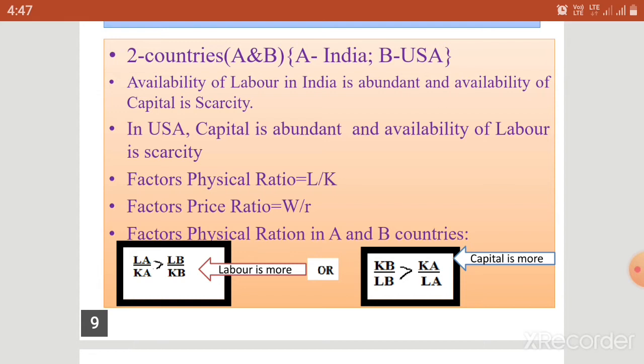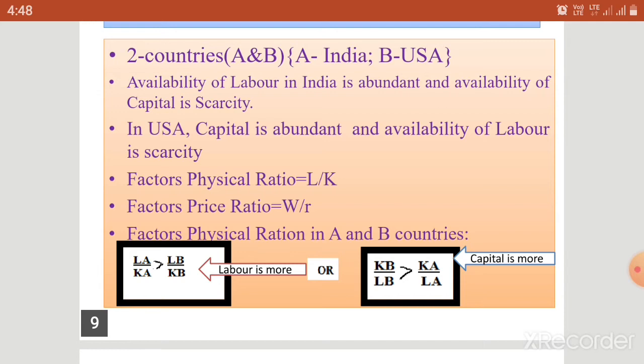Factor physical ratio in A and B countries: you can understand where labor is very more and where capital is very more. In the table, labor availability in country A is much more than in country B. In the right side figure, capital availability in country B is more than in country A. So this is a good example to understand the Heckscher-Ohlin theory.